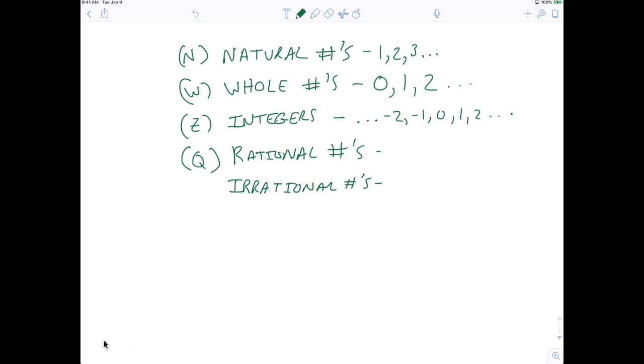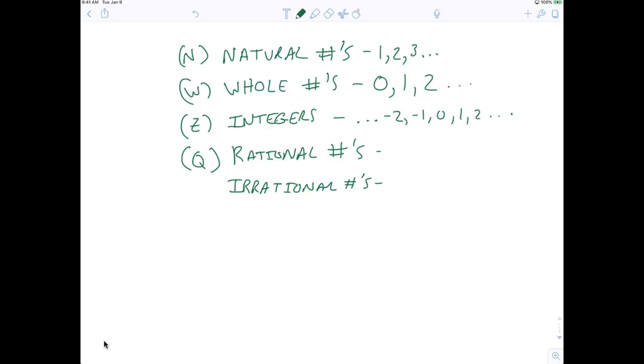I don't understand irrational. Are you having trouble with the definition? It can be written as a fraction, or it can't be written as a fraction. Rational can be written as a fraction. Irrational cannot be written as a fraction. And I'm going to give you some examples now of things that cannot be written as a fraction. Here we go.